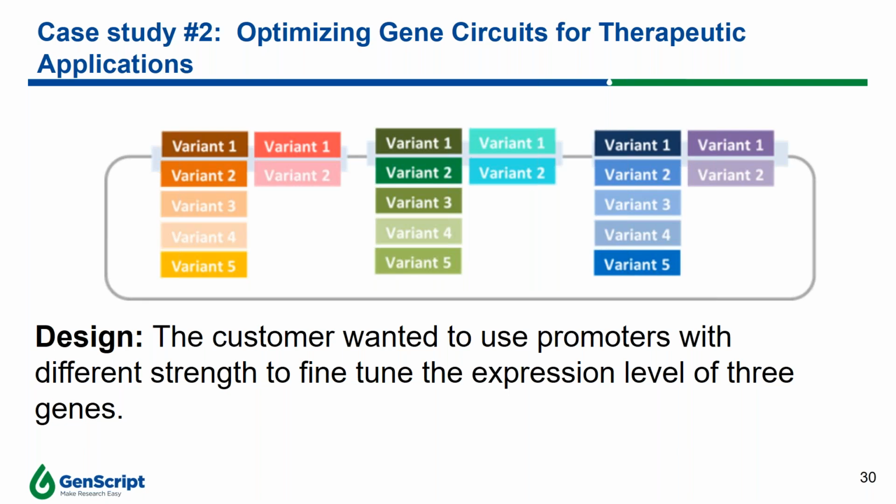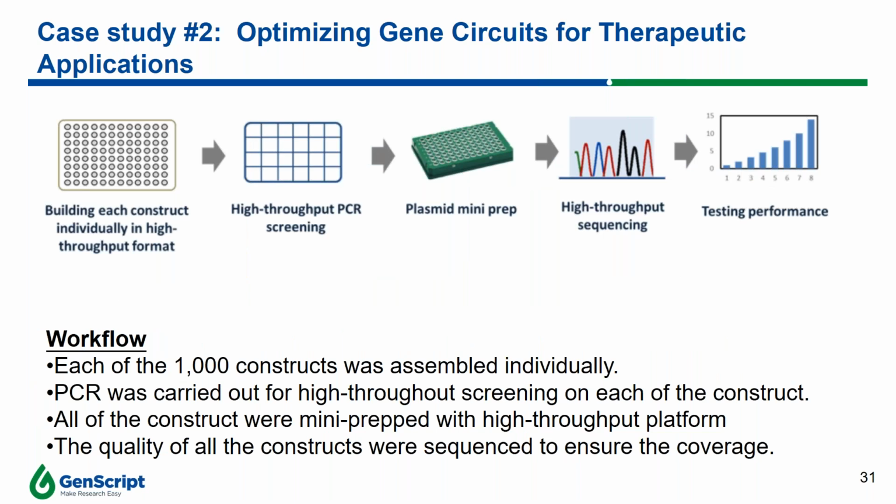Additionally, our client identified two variants for each of these three pathway genes that theoretically come out with a combination library size of 1,000. So again, by utilizing our in-house technology, GenScript helped our client to build each of these 1,000 constructs, assembled individually. And each of the constructs was also sequence verified in order to ensure the accuracy and the maximum coverage of the constructs being built, so that the client can test their clones directly within the library.